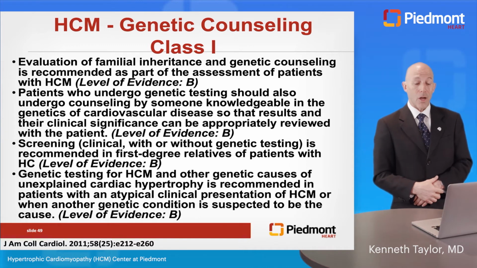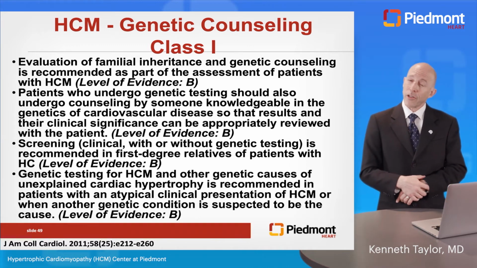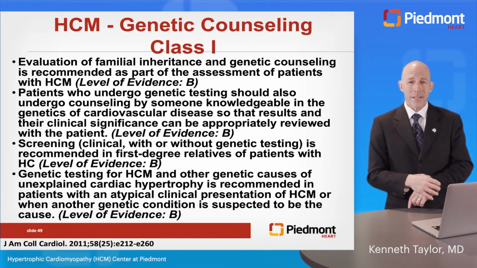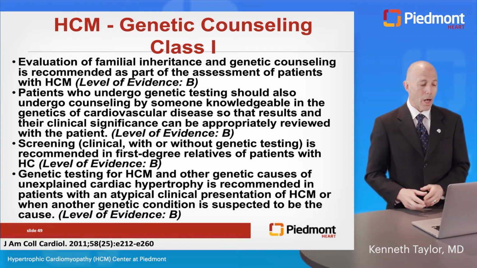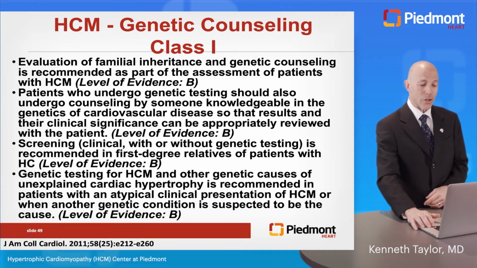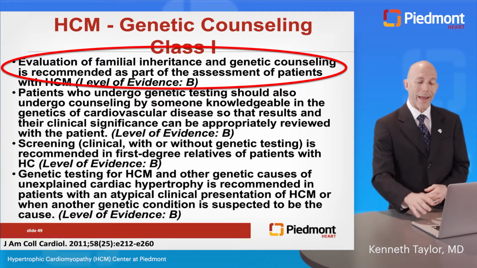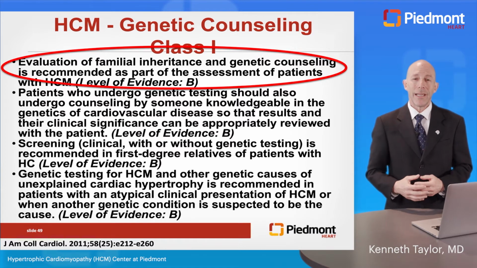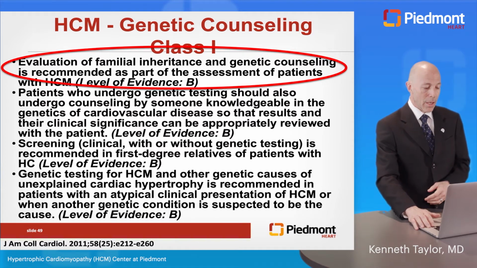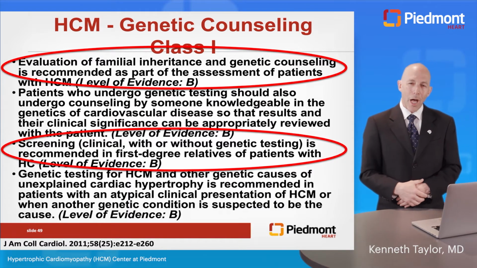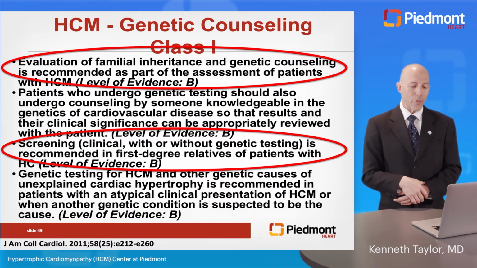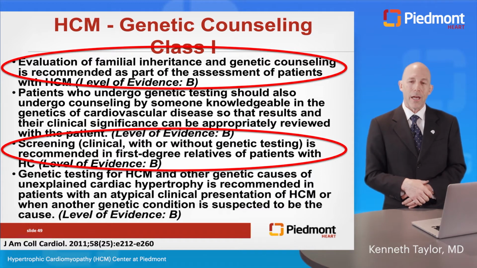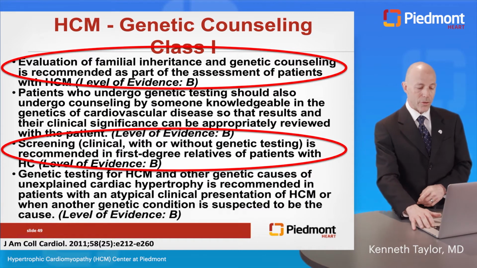Genetic counseling is also a class one indication. That's not necessarily genetic testing, but counseling. This is a genetic disease, so it's very important to screen family members for this disorder. It's considered a class one indication to evaluate the familial inheritance and provide genetic counseling to patients and their families. And what the guidelines allow for is screening, either clinically with or without genetic testing, of first-degree relatives with this disorder.